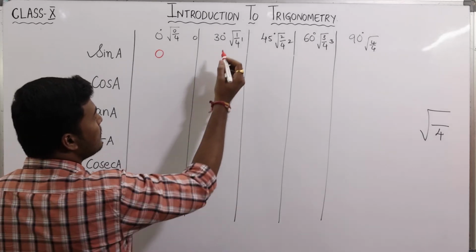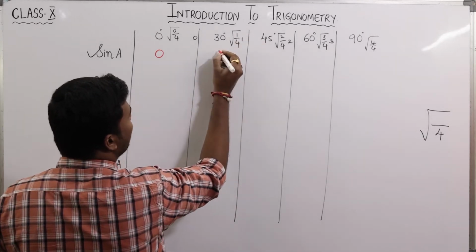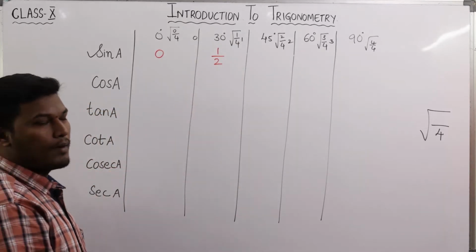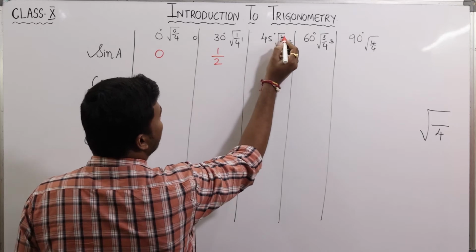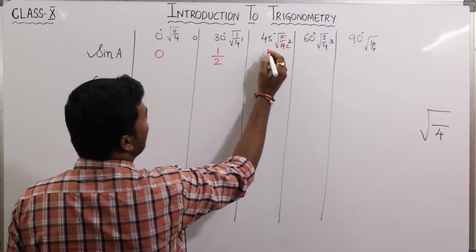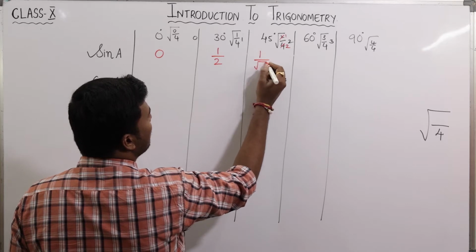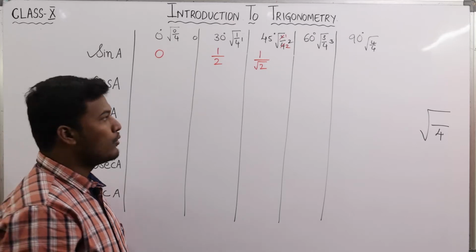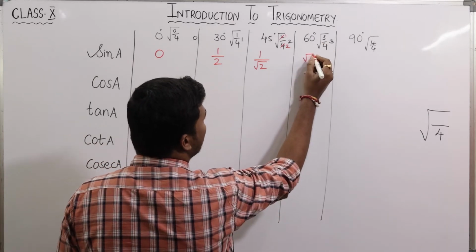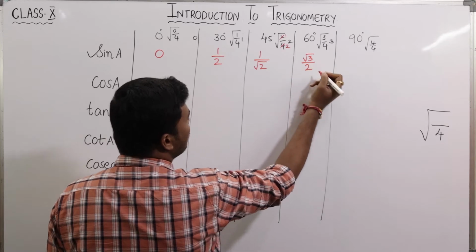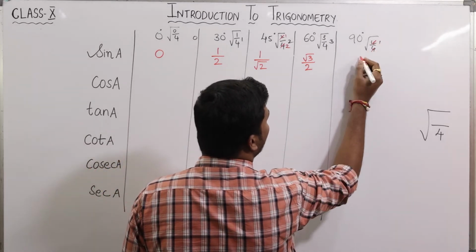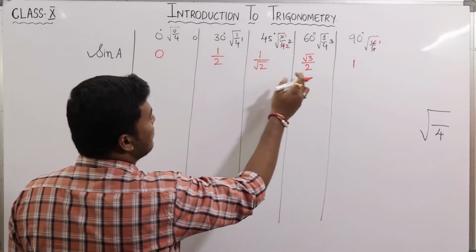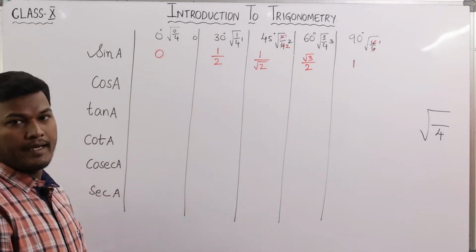Okay, and the second one is root 1 by 4. Root 1 is 1, root 4 is 2. Therefore sine 30 degrees is 1 by 2. Next, you can cancel the 2s: root 1 will become 1 and root 2 will be the same, 1 by root 2. So therefore sine 45 is 1 by root 2. And next, root 3 remains the same and root 4 will come out as 2. Now 4 and 4 get cancelled, root 1 is equal to 1. So this is how we can find out the sine values from 0 to 90 degrees.